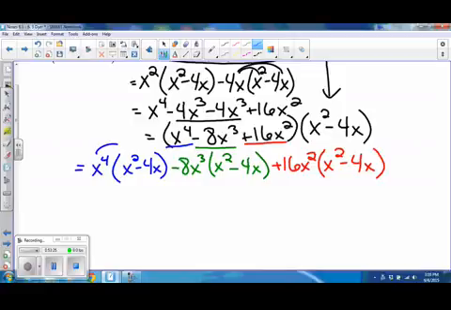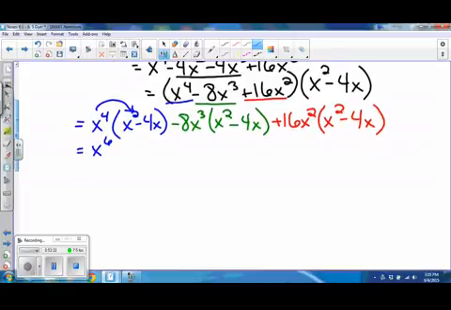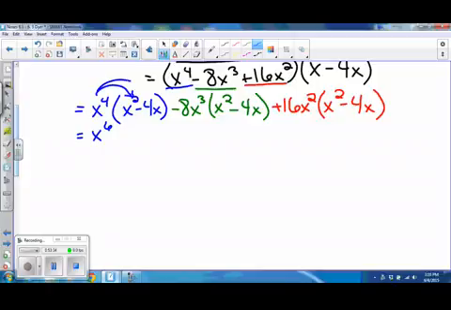So first, x to the 4th times x squared is x to the 6th. X to the 4th times negative 4x is negative 4x to the 5th, because you add those exponents. Now we do the negative 8x to the 3rd. Negative 8x to the 3rd times x squared is negative 8x to the 5th.